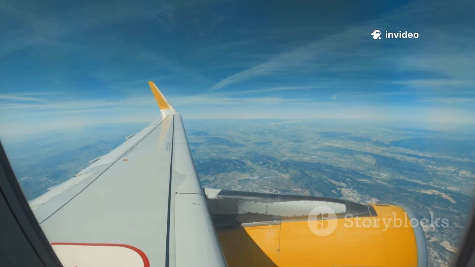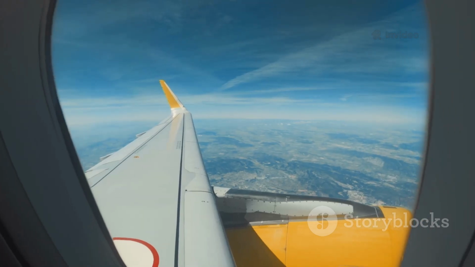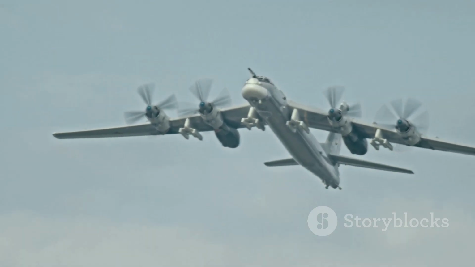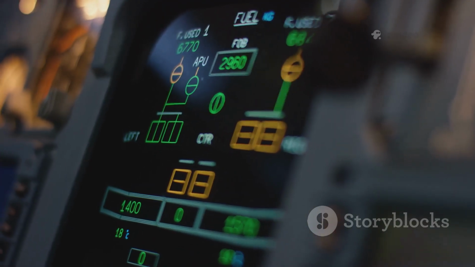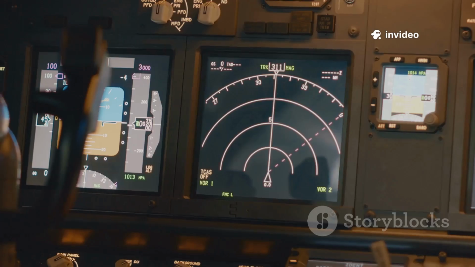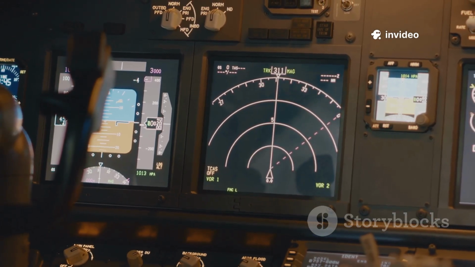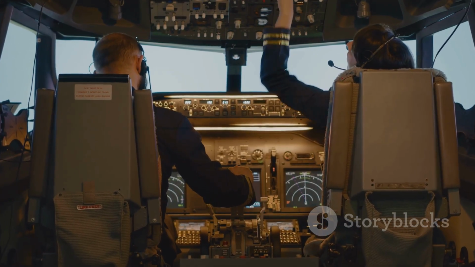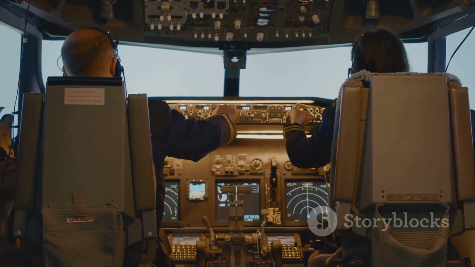Once a plane is in the air, it stays there because of the balance of forces. Lift continues to counteract weight, and thrust continues to overcome drag. Modern planes are equipped with advanced autopilot systems that help maintain this balance during long flights. However, pilots are always monitoring the plane to ensure everything runs smoothly.